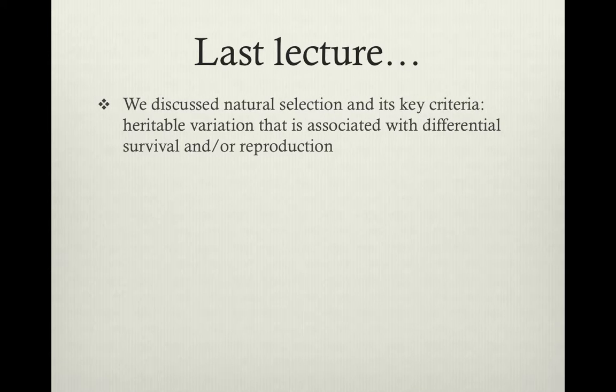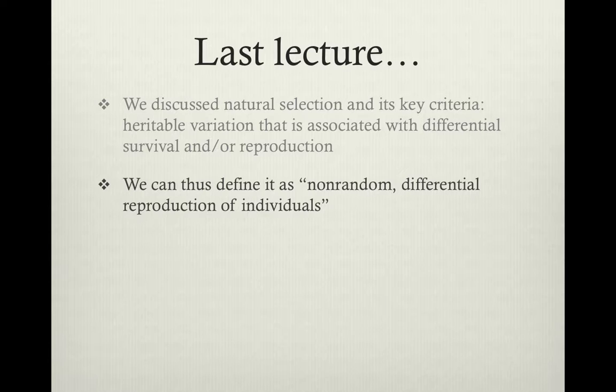Last lecture we discussed natural selection. We talked about the key criteria of natural selection. That is that we've got heritable variation. That heritable variation is then associated with differential survival and or differential reproduction. It doesn't have to be associated with both. It does have to impact at least one of those. We can thus define natural selection as the non-random differential reproduction of individuals.